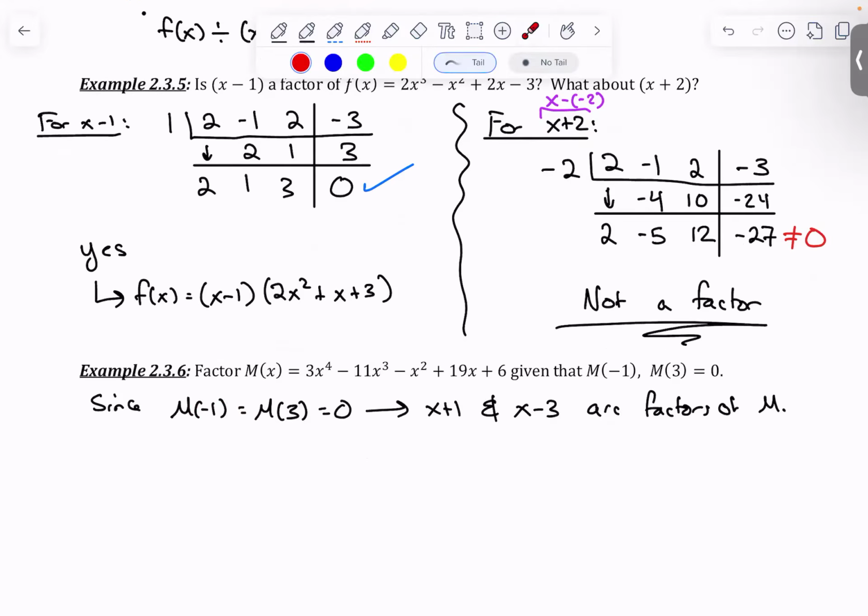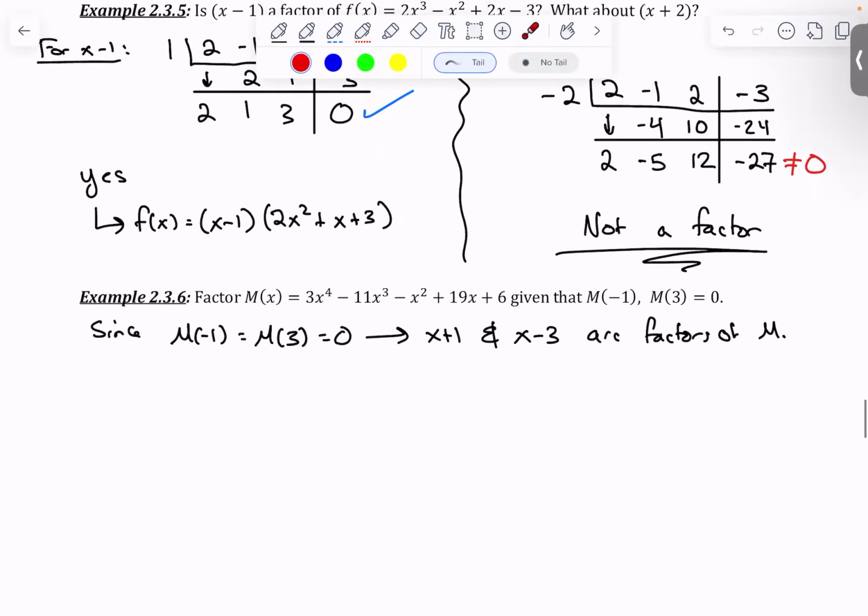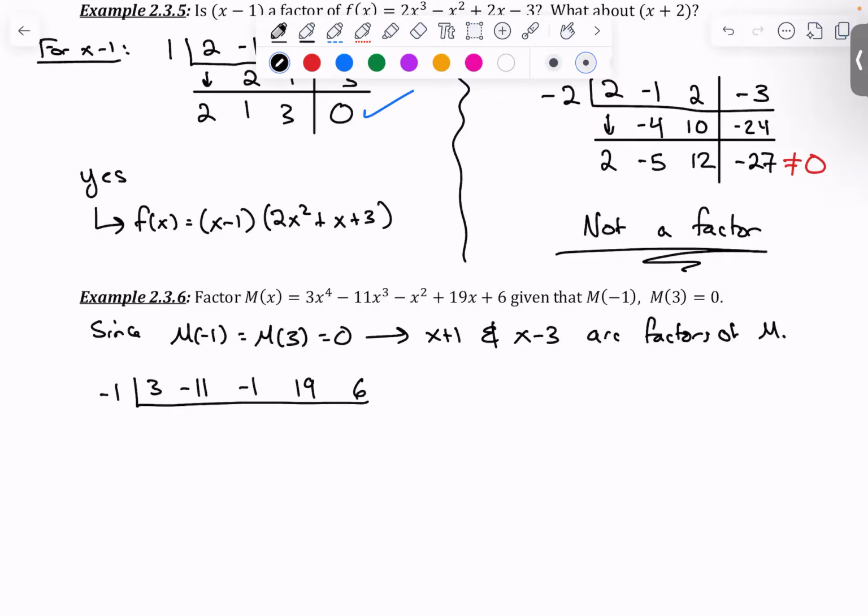We can start with 3 or we can start with -1. It doesn't really matter. I'm going to do -1. So -1 synthetically divided into, notice that all powers of x are present: 3x to the fourth, -11x cubed, -1x squared plus 19x plus 6, vertical line right before the constant term.